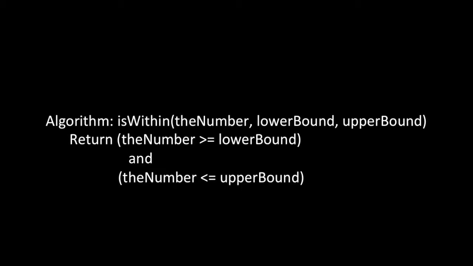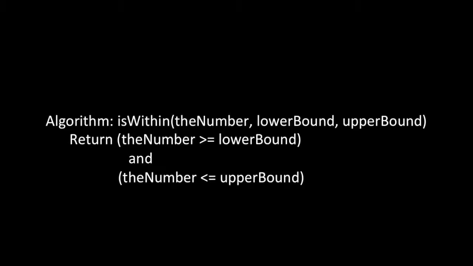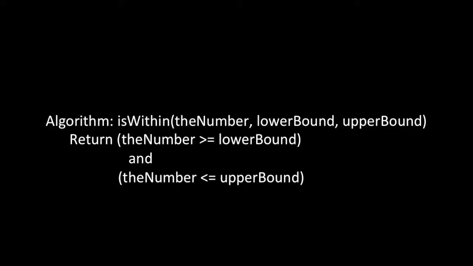And what I'm going to do is return true or false, and that's going to be with a compound logical expression. So what I need to do first is to see that the number is greater than or equal to lower bound, and second, that the number is less than or equal to upper bound. And if both of those are true, then I return true. Otherwise, my expression will be false and I'll return false.